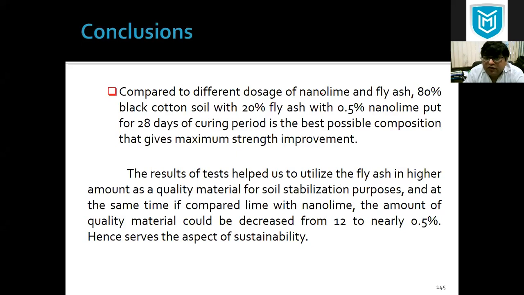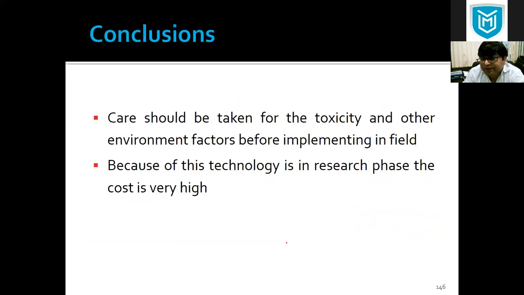Compared to different dosages of nanolime and fly ash, 80% black cotton soil, 20% fly ash, and 0.5% nanolime gives a good result. Further, the results help us utilize fly ash in huge amounts for soil stabilization. And if we compare lime with nanolime, generally micro lime or regular lime is used at 12%, but nanolime can be used at only 0.5%. So we are indirectly addressing the point of sustainability.